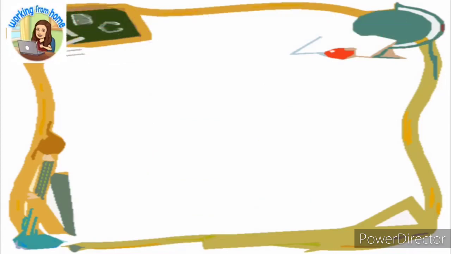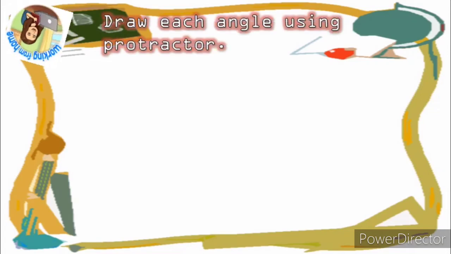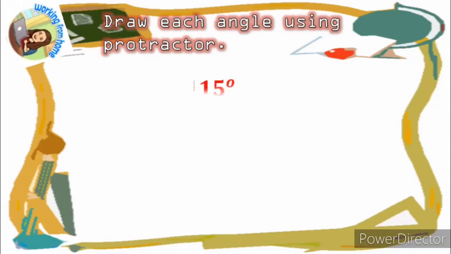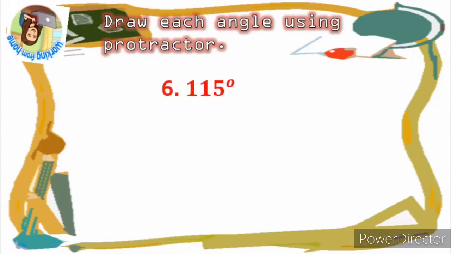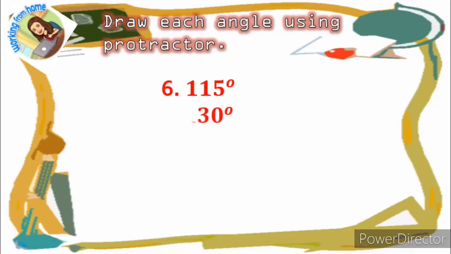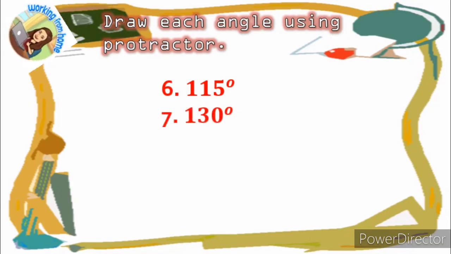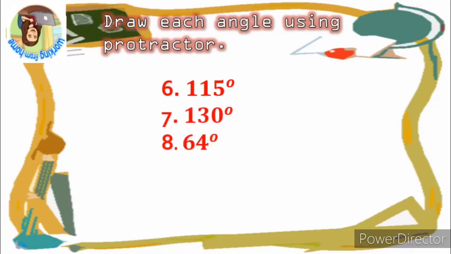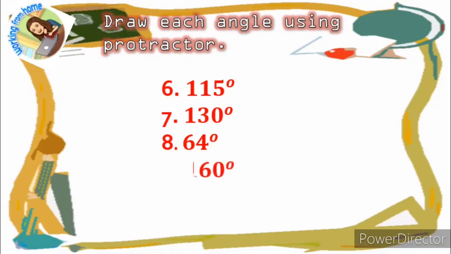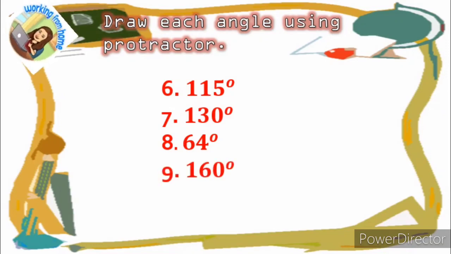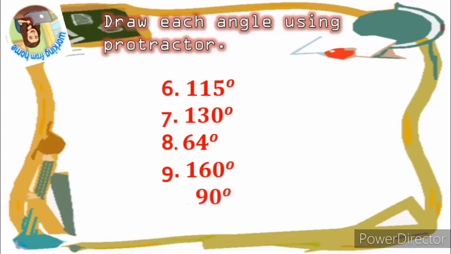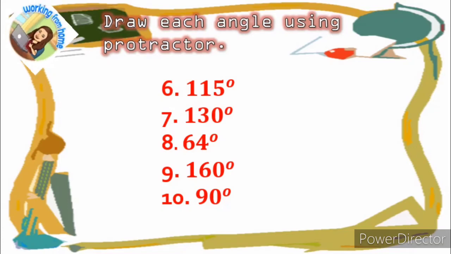For your Test B, draw each angle using your protractor. Number 6, 115 degrees. Number 7, 130 degrees. Number 8, 64 degrees. Number 9, 160 degrees. And last but not the least, number 10, 90 degrees. And know that you can do it. You may now start.